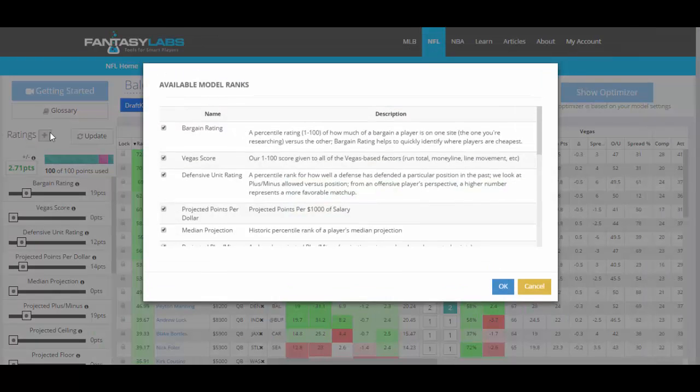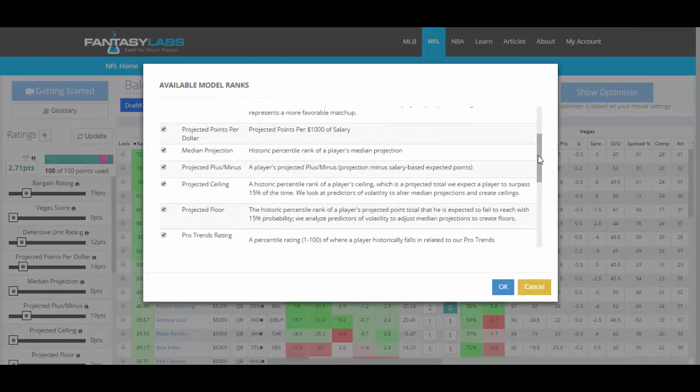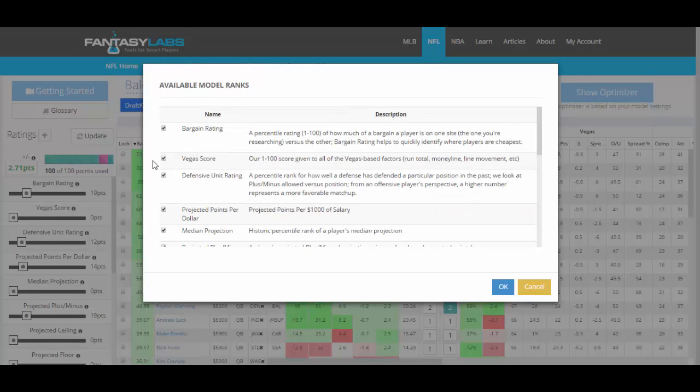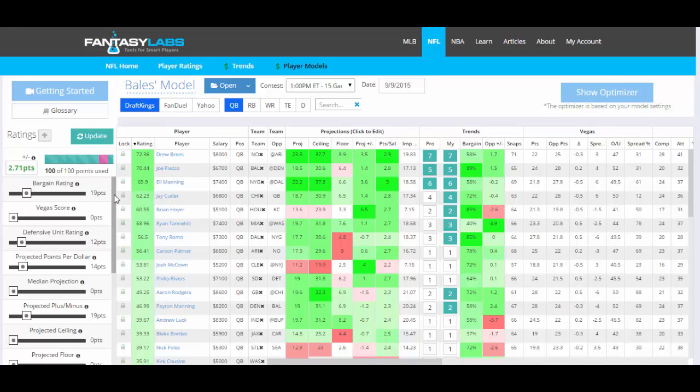So you can click the ratings tab here to look at all the different stats that we have in an explanation, and you can also remove anything you don't like. So if you don't want Vegas score in there, you can click that. Everything will disappear on the left. I have all of them listed now to run through them.